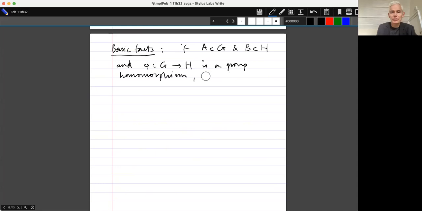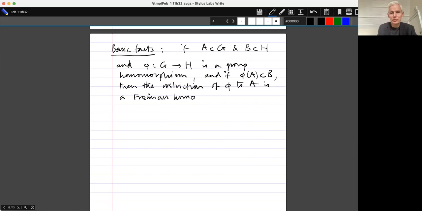And one more condition, if phi of A is a subset of B, then the restriction of phi to A is a Freiman homomorphism of order k for all k. I want to be careful to distinguish what I'm talking about. You can check that very simply from the group homomorphism property. Let's call that basic fact number 1.